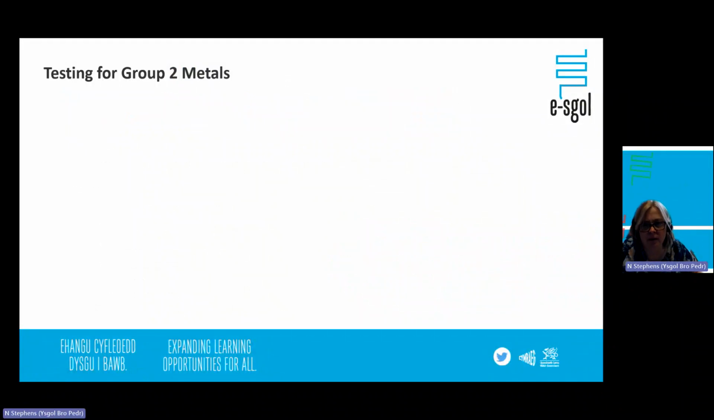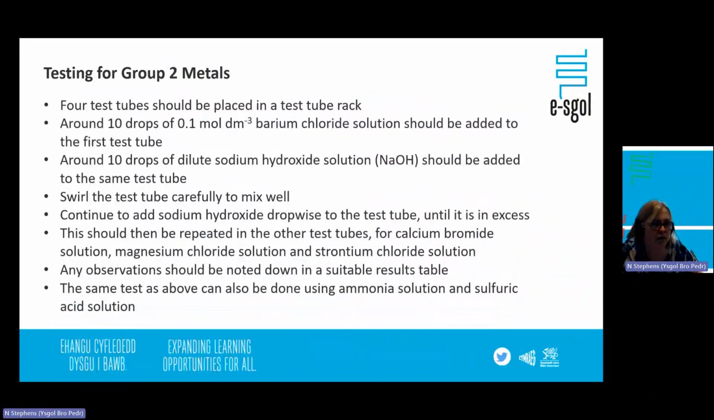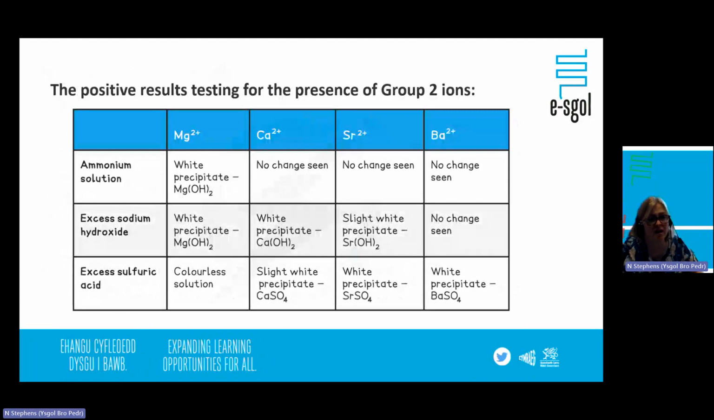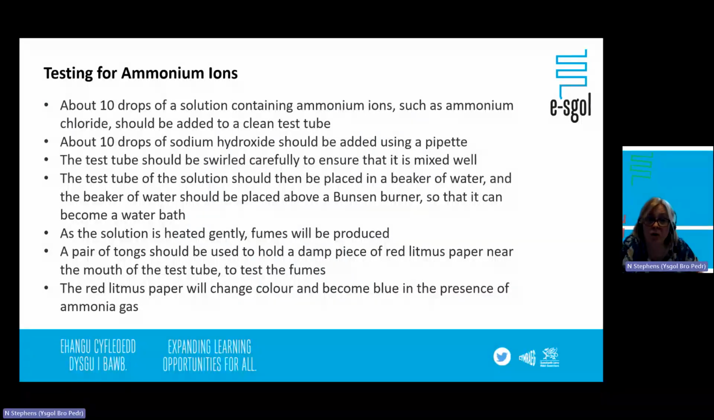So, test for group 2 metals. I'm not going to go through the method with you, but feel free, if you're not confident with that one, to pause and have a read of the suggested method. But these are the kind of results that you'd see. So you've got the magnesium, calcium, strontium and barium there, giving an array of precipitates.